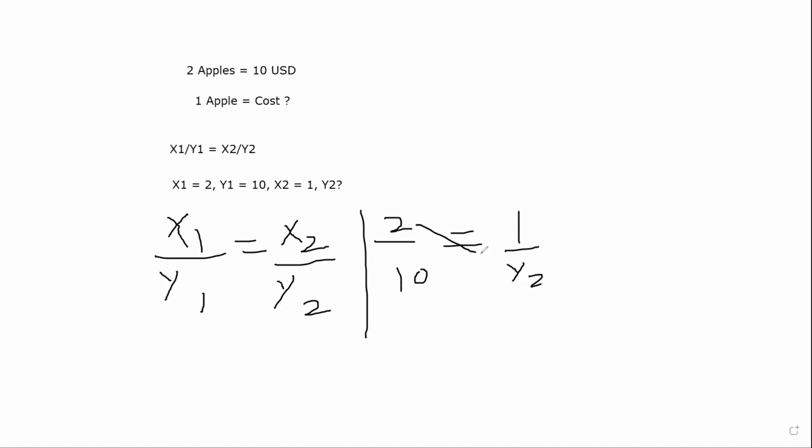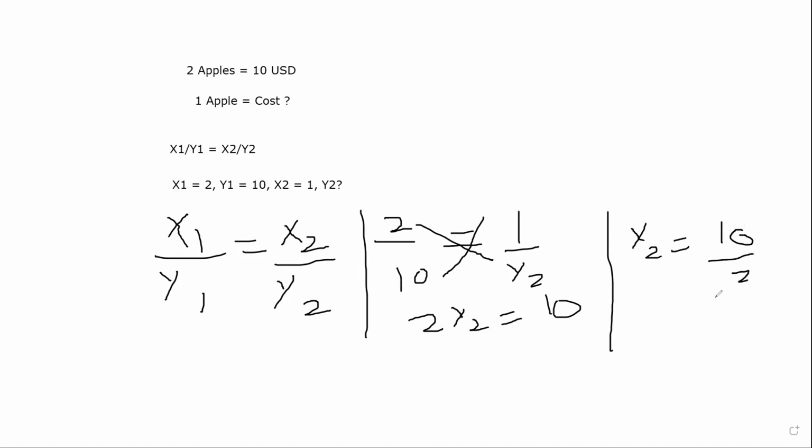Now we're going to cross multiply. So y2 will be multiplied by this one, so it will become 2y2 equals 10. And now we're going to find the value of y2. You know that y2 is multiplied by 2, and when we send it after the equals sign, it will be divided: 10 divided by 2. And the answer would be 5.